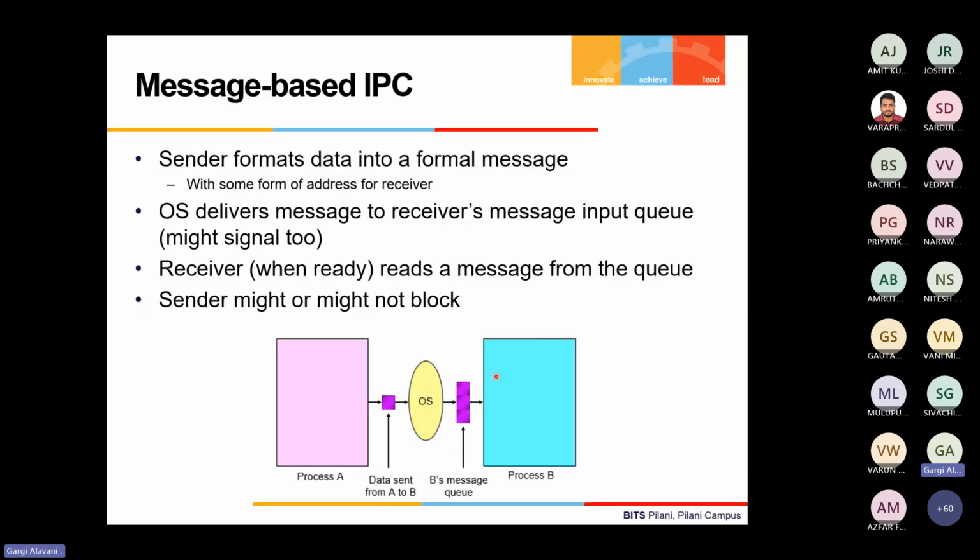The other type is using messages, which we have discussed and will continue to discuss. Here, the sender will format data into a formal message. This message from process A will be sent to the OS, and then the OS will send this message to process B. The receiver will read the message from the queue. There is an option in message-based IPC where the sender might get blocked or not blocked until the message is received by the process. It depends on what mechanism is used.